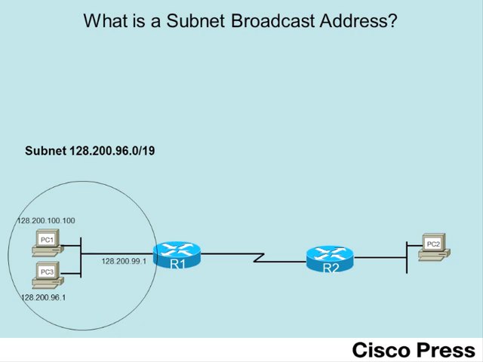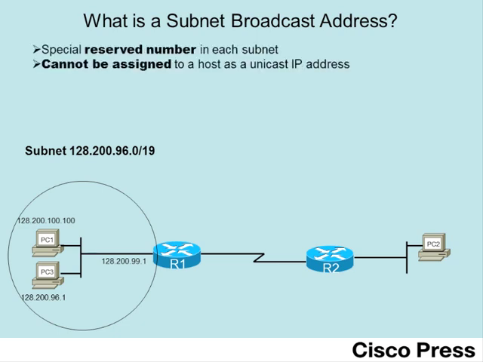So now, more generally, what is a subnet broadcast address? Well, it's a special reserved number in each subnet. It cannot be assigned to a host as a unicast address, so you can't just give it to PC1 or PC3 as their IP address. And when we send packets to this subnet broadcast address, the packet is encapsulated in an Ethernet frame that has a LAN broadcast address so that everybody on the LAN gets a copy of the encapsulated IP packet.